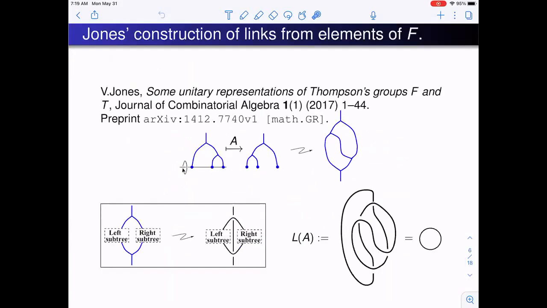And now let's go to Jones's construction of links from elements of the Thompson group. It is that paper, Jones's paper, which was published in 2017, but actually on arXiv it was available from 2014. So quite a while ago. And let's see this construction.